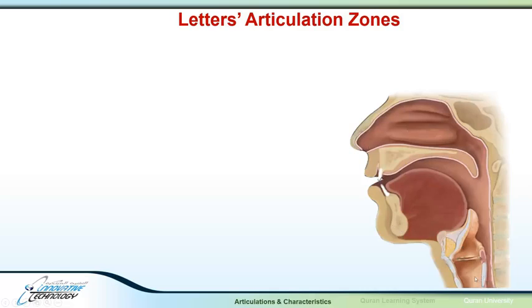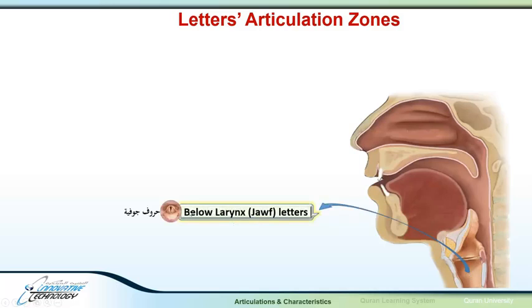Let's start with the first one. We're starting with the jawf letters, and these are letters that are coming from below the larynx. We call it huruf jawfiyya, and they are actually the vowels. The first vowel is aa, and with a minor modification where we bring the lips together, we get the second vowel, which is oo. Similarly, with another modification where we depress our lower jaw, e. So aa, oo, e are the 3 vowels of Arabic.